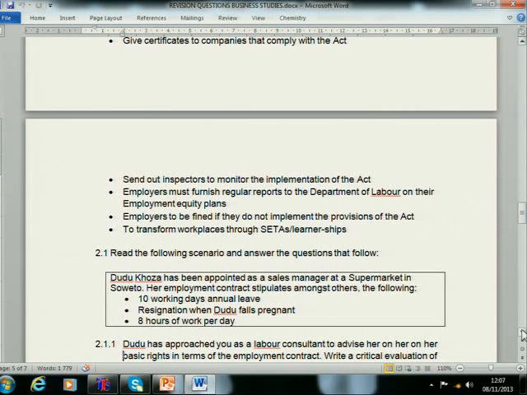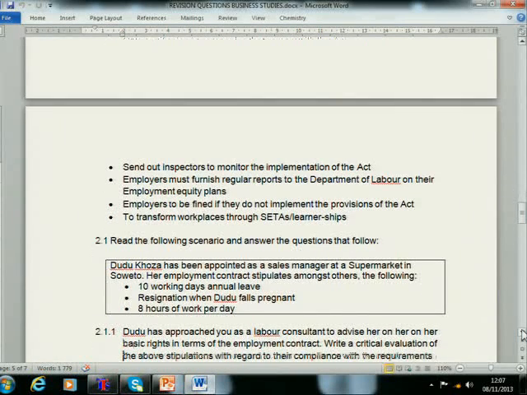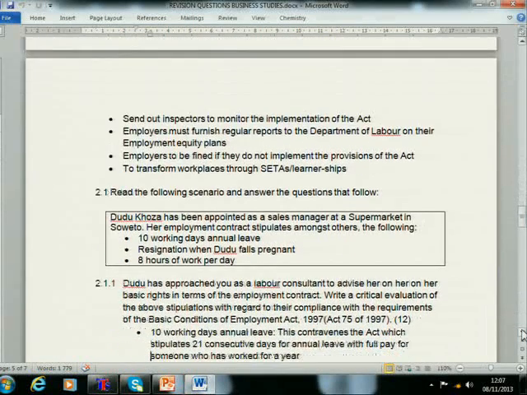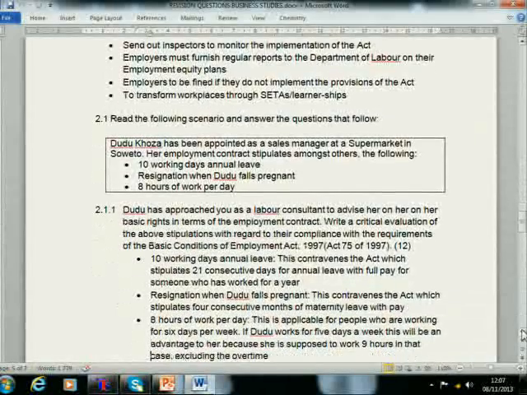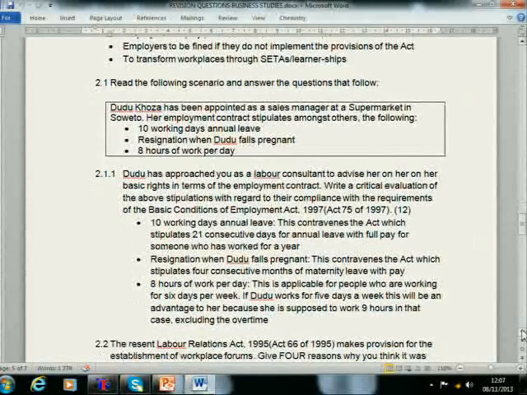Transforming the workplace through CETAs and learnerships. This can assist companies in making sure that they implement this. The other example of how they may ask questions on legislation is in the form of case studies.